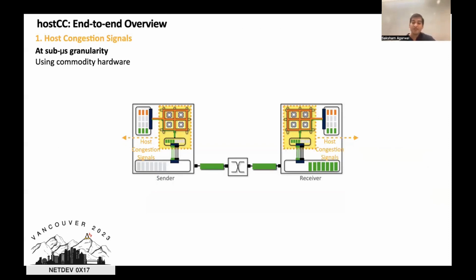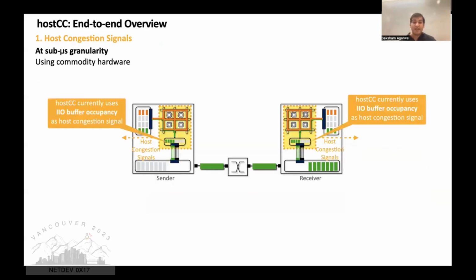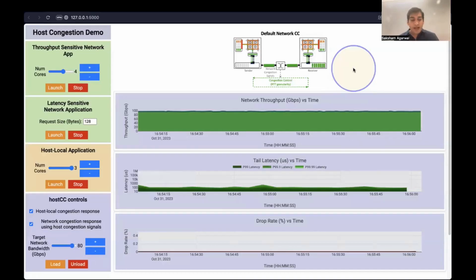Specifically, hostcc uses IO buffer occupancy as the host congestion signal currently. IO occupancy can be measured by reading a single hardware register typically available in commodity hardware, allowing hostcc to work without any hardware modifications. I will now quickly demonstrate the efficacy of using IO occupancy as a host congestion signal.